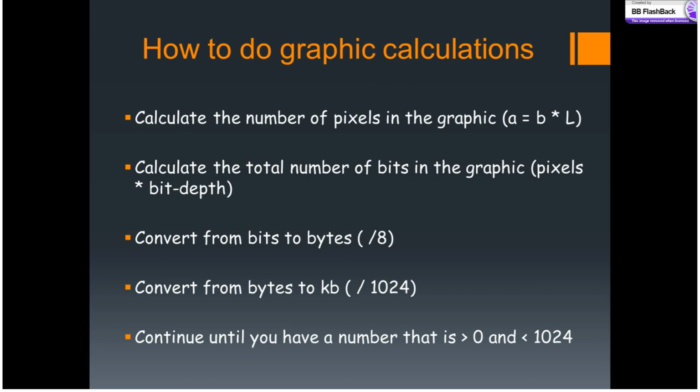All I need to do then is convert it into appropriate units. Bits, bytes, kilobytes, megabytes, gigabytes, etc. So to go from bits to bytes, we divide by 8. To go from bytes to kilobytes, we divide by 1024. We keep going until we've got a number that's greater than 0 and less than 1024. That's when we stop, and we make sure that we put the appropriate units beside it. Now what I should have said at the beginning is you should take a calculator in with you to the exam so that you can do these questions.